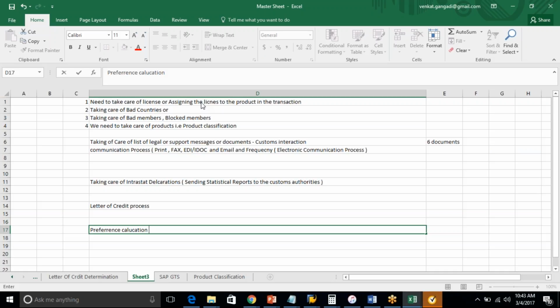Is the manual approach the correct approach? If you are dealing with 100 transactions or 200 transactions or 500 transactions with 1,000 products, is it really possible to assign the licenses to the product and the transaction manually? No, it's not a good idea. Then we need a system, right? Yes.